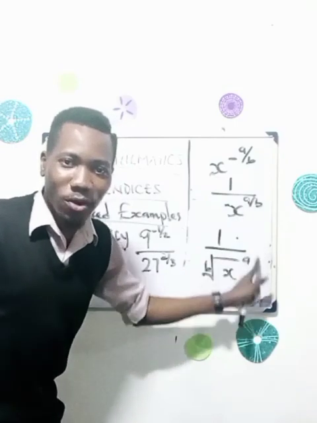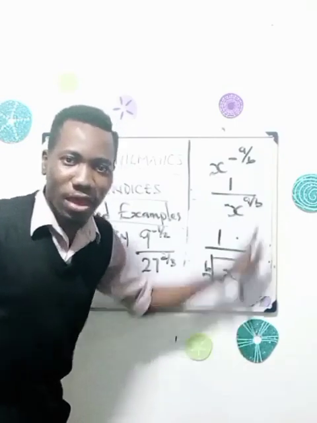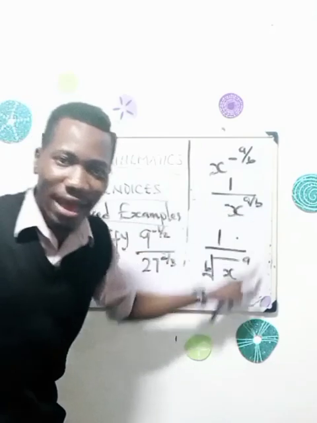So you're going to have 1 over the b root of x raised to the power of a. That's what this thing is going to give us at the end of the day.